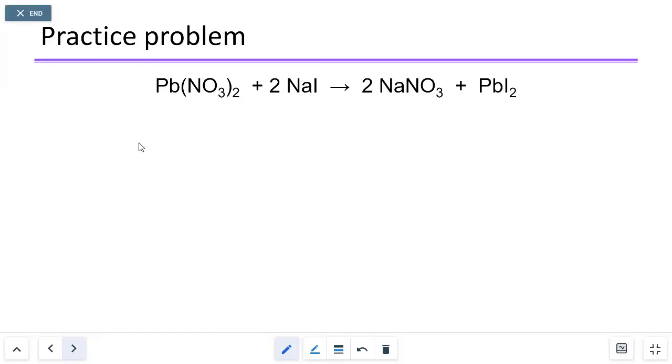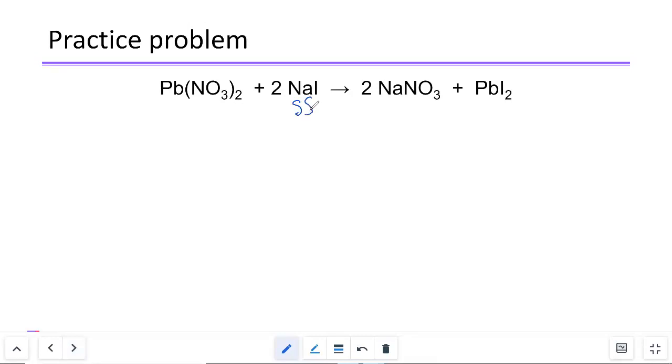I've got lead II nitrate reacting with sodium iodide to make sodium nitrate and lead II iodide. Let's start with solubility. Somebody give me one of the compounds that is soluble in this particular example. Go ahead, Max. Okay, sodium iodide. Why is sodium iodide soluble? Right. Sodium is in group one. So since sodium is in group one, group ones are always soluble. So what's the other compound that we can mark as soluble then? Yeah, sodium nitrate. So here in the product.